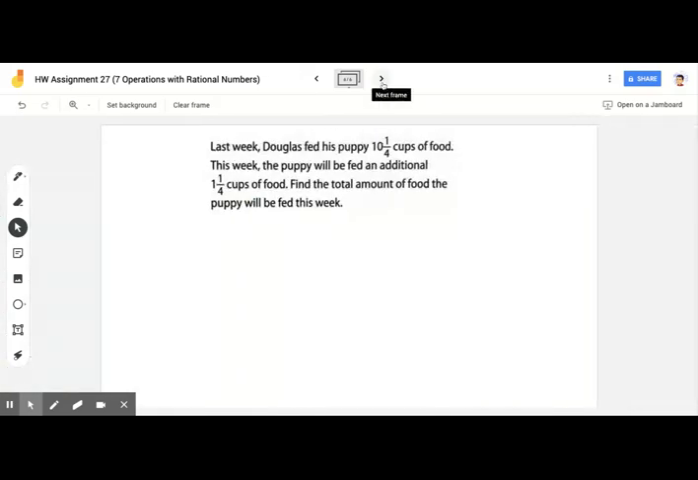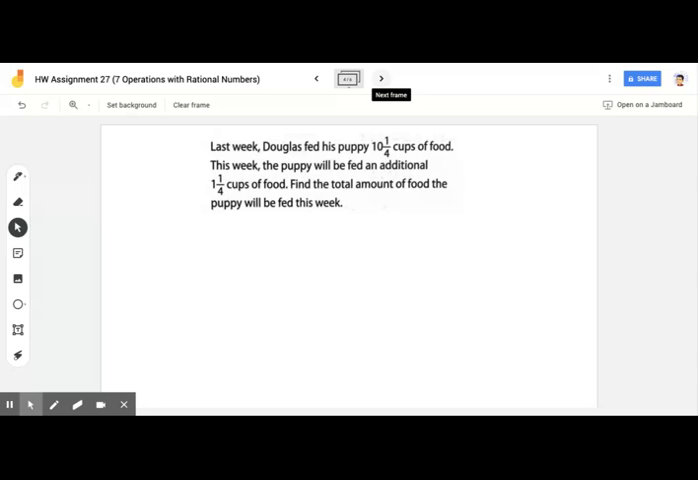Let's keep it going. Last week, Douglas fed his puppy 10 1/4 cups of food. This week, the puppy will be fed an additional 1 1/4 cups of food. Find the total amount of food the puppy will be fed this week. So what operation does it seem like we're going to use? Well, he fed his puppy a certain amount of food last week. He's going to feed it a little bit more this week. So it seems like we are adding, okay?